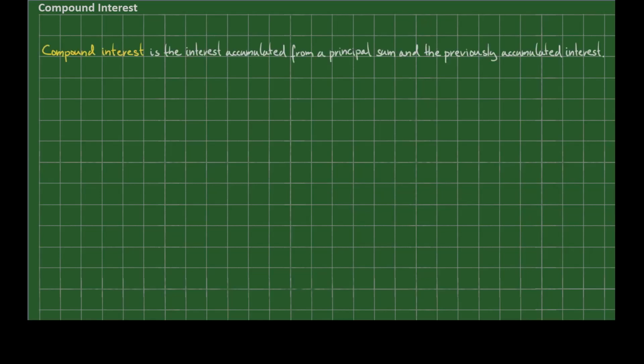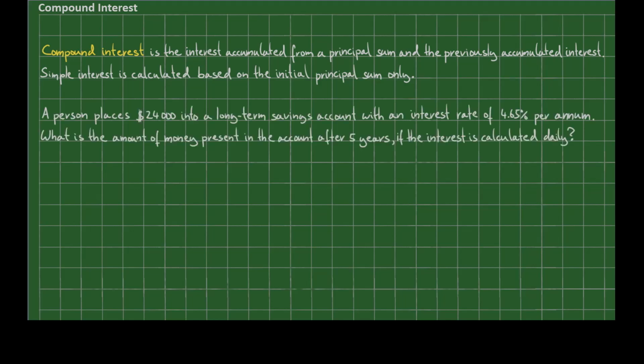It is the interest accumulated from a principal sum and the previously accumulated interest. Simple interest, on the other hand, is calculated based on the initial principal sum only. Most of the interest calculated in the financial world is actually compound interest. When we open a savings account or when we borrow money from a bank, the interest that is being calculated will be compound interest. Here is a problem for us to chew on.